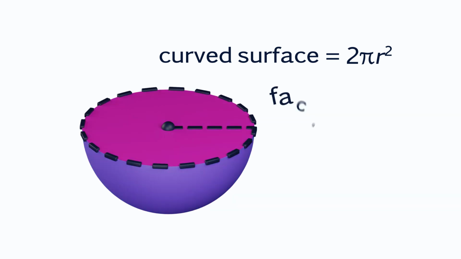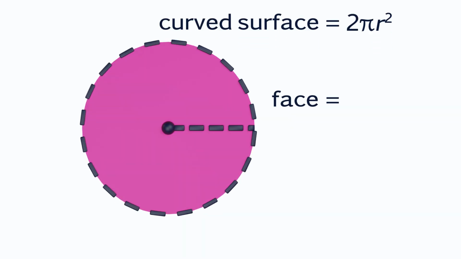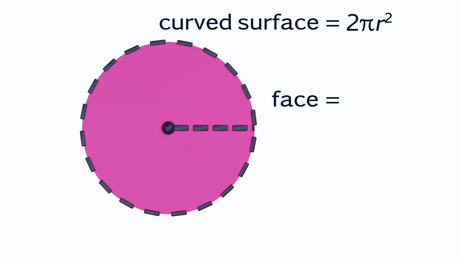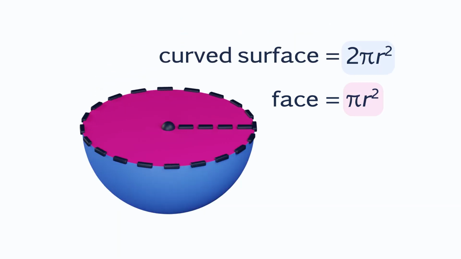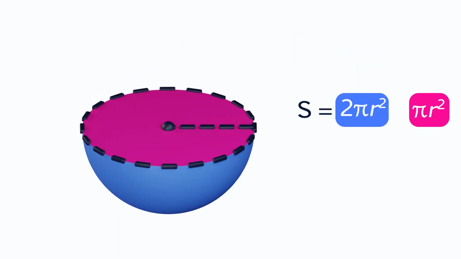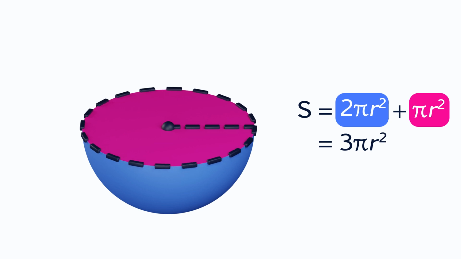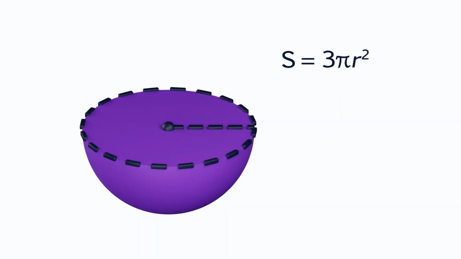Next, you find the surface area of the flat face, which is a disk or circle. The area of a circle is equal to pi times the radius squared. Now add the two expressions together. 2 pi r squared plus pi r squared. This equals 3 pi r squared. In general, this is a formula you can use to find the surface area for any hemisphere.